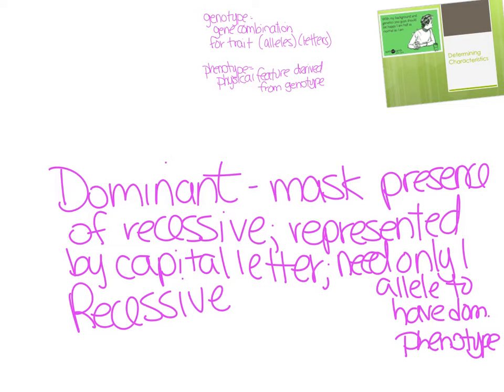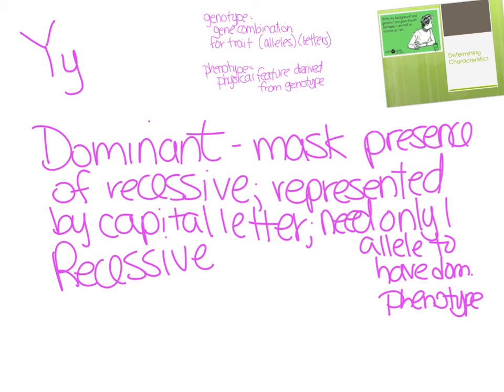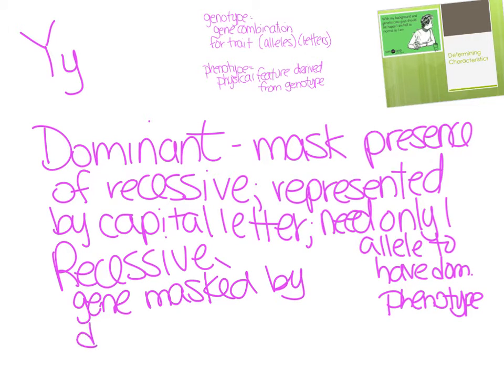That's why in the little video you just watched, if the mom gave them all dominant Y, and even though the dad gave them the little y, all the babies came out looking yellow like the mom. Because all you need is one dominant allele to have it. How about a recessive? What does that mean? Gene that is masked by the presence of a dominant in a hybrid, represented by a lowercase letter. So, a gene masked by the dominant.